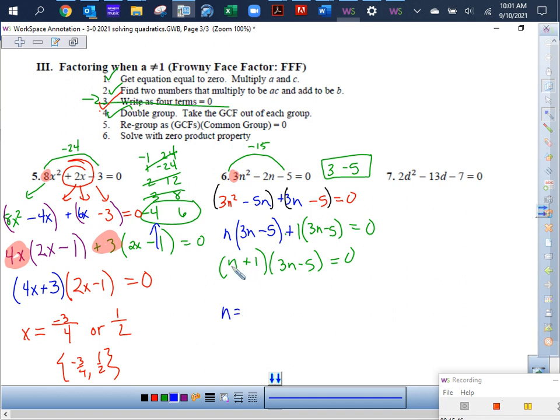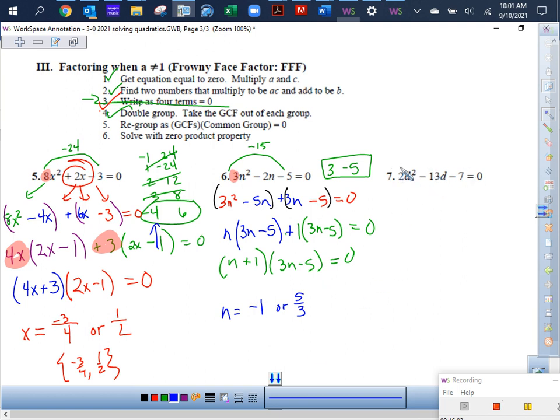What value of n makes this 0? Well, it's plain Jane. It's negative 1. Or you could still do the opposite of this guy, negative 1, over 1. It still works for you. Or the opposite of this guy over this guy, 5/3. Then you put them in a solution set.